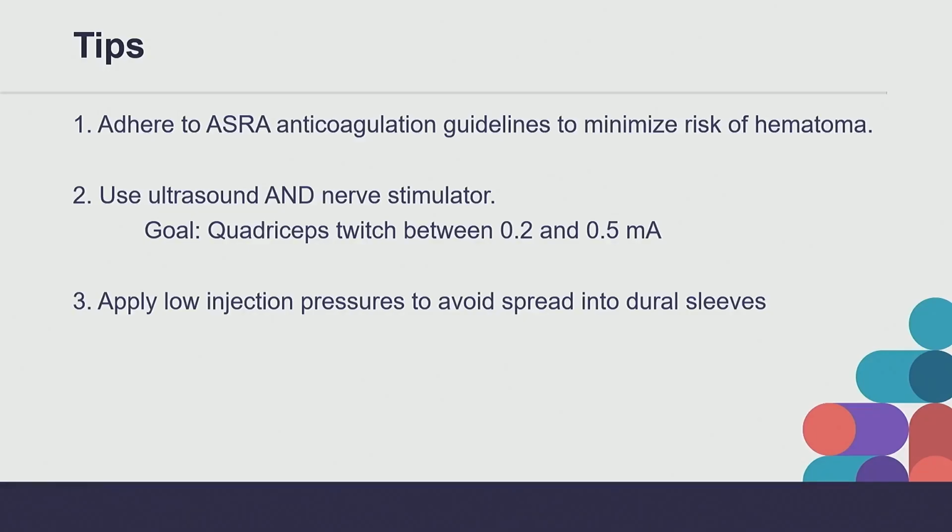And then use ultrasound and nerve stimulator. You're trying to get that quad twitching at about 0.2 to 0.5 milliamps while you're also using the ultrasound. And then apply very low injection pressures once you're there, once you see that quad twitching, because high injection pressures have been associated with extravasation of that local anesthetic into the epidural space or into the dural sleeve to cause that high epidural, high spinal type picture.